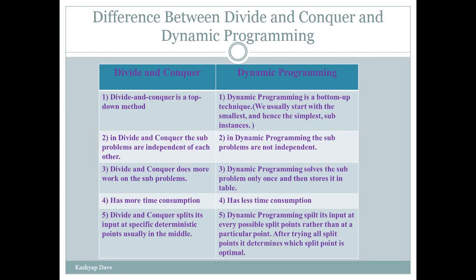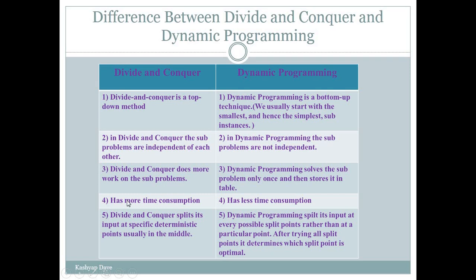Now let's understand the difference between the divide and conquer technique and dynamic programming. So let's start with divide and conquer. Divide and conquer is a top down method, while dynamic programming is a bottom up technique. We usually start with the smallest and hence the simplest sub-instances. In divide and conquer, the sub-problems are independent of each other, while in dynamic programming the sub-problems are not independent. Divide and conquer does more work on the sub-problems, while dynamic programming solves each sub-problem only once and then stores it in a table.